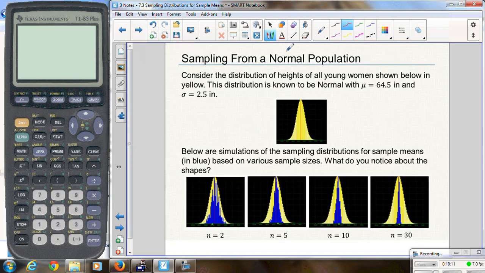Okay, well, let's start with a normal population. So suppose that the population I'm dealing with is already normal. So, for example, I'm dealing with the heights of young women here, and I know this population is already normal, that is known. I know the mean of this population is 64.5, and I know the standard deviation of this population is 2.5.